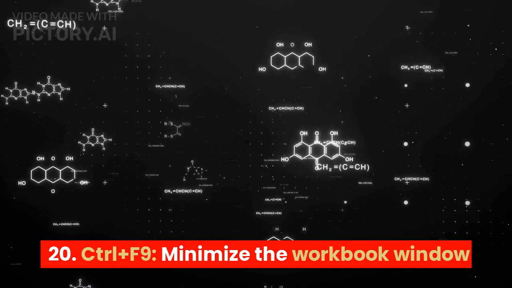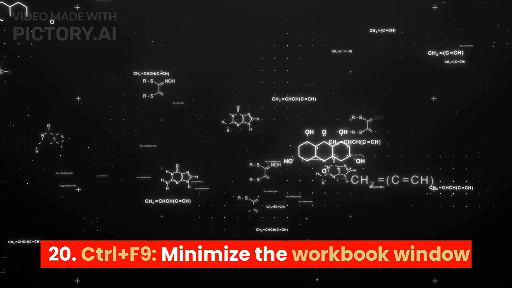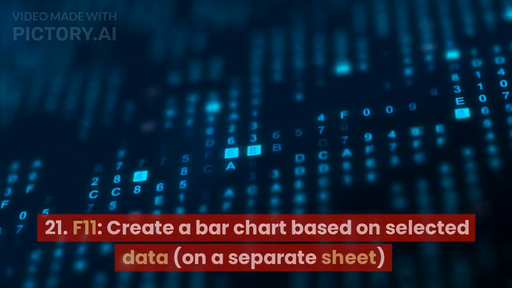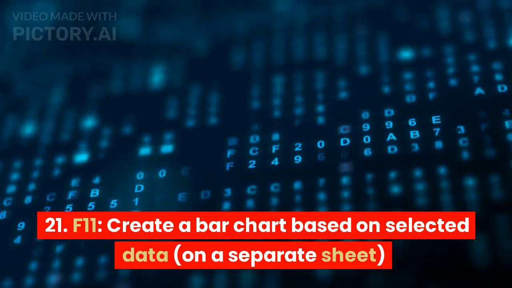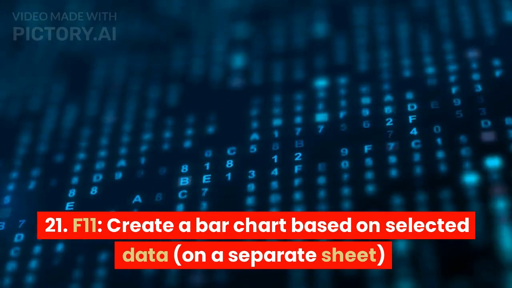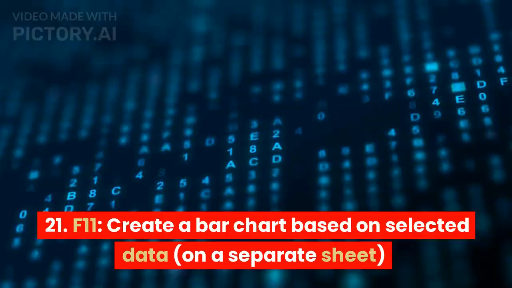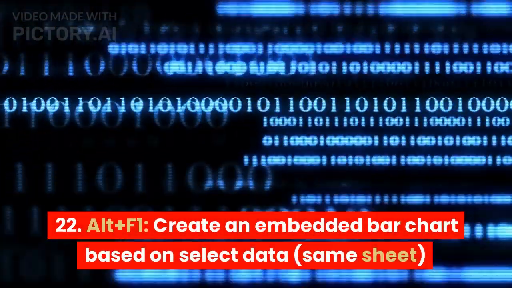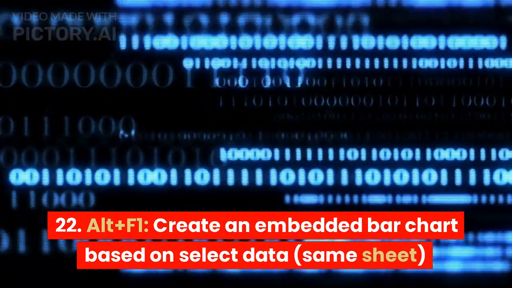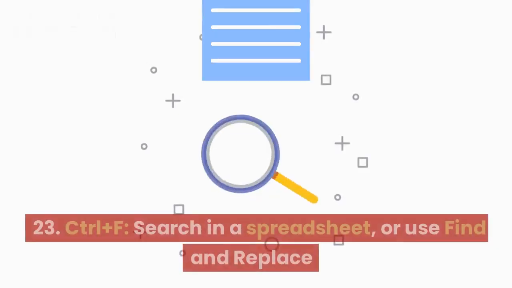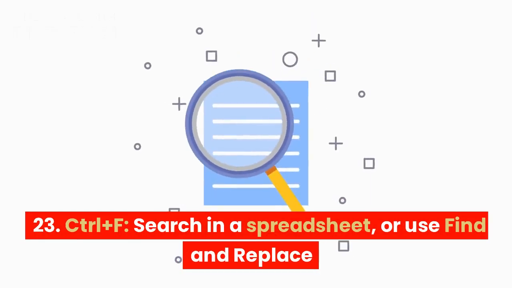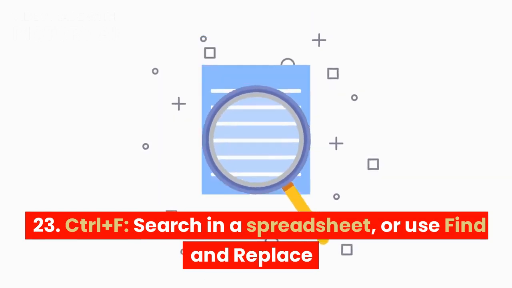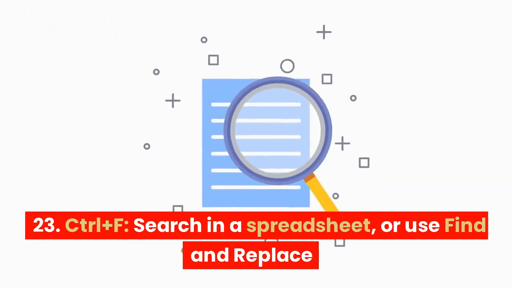20. Ctrl+F9, minimize the workbook window. 21. F11, create a bar chart based on selected data, on a separate sheet. 22. Alt+F1, create an embedded bar chart based on selected data, same sheet. 23. Ctrl+F, search in a spreadsheet, or use Find and Replace.